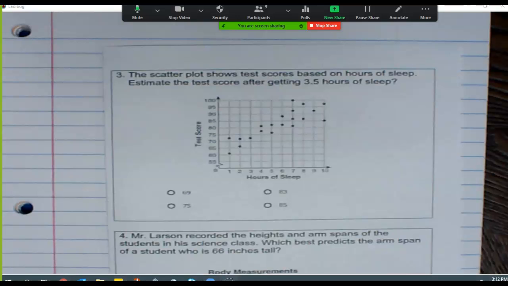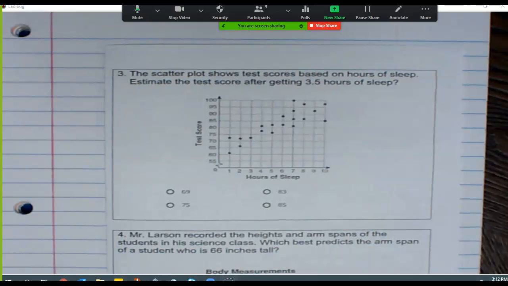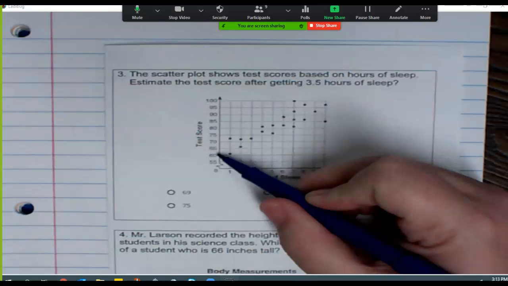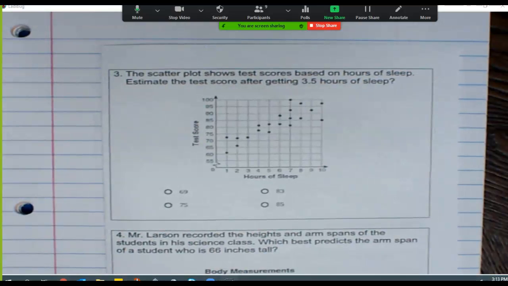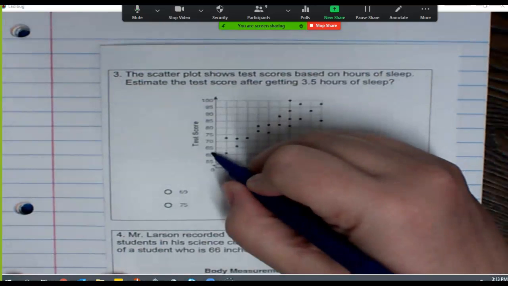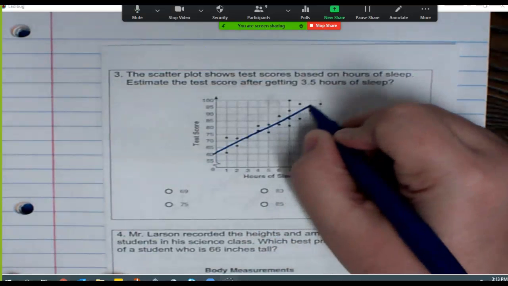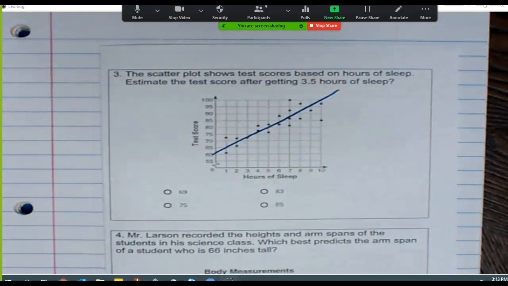Scatter plot shows the test scores based on hours of sleep. Estimate the test scores after getting 3.5 hours of sleep. So if I have to estimate, what do I need to do to help me estimate? Draw that line, that trend line. Now, remember, I'm just going to try to plow right through the middle of all of this data. So I have dots on top and dots on bottom, about the same number. So, I don't know, maybe just kind of eyeball it. That kind of looks a little even.